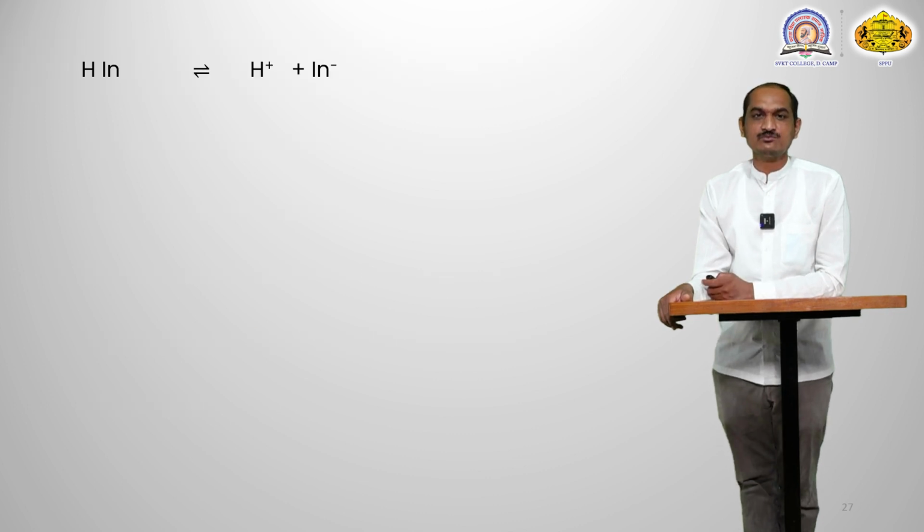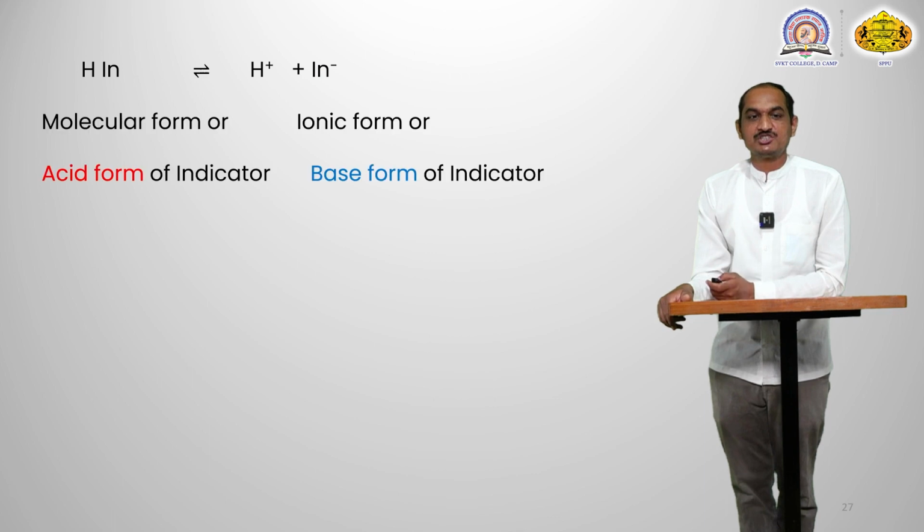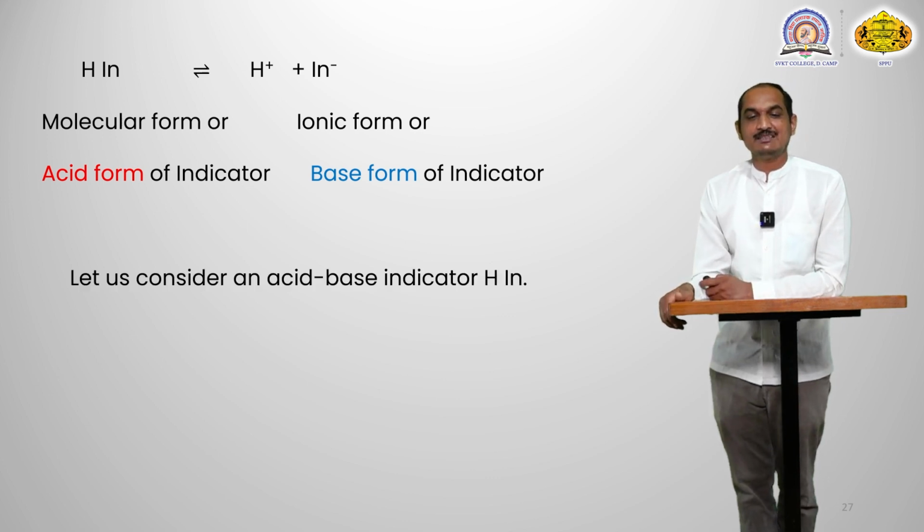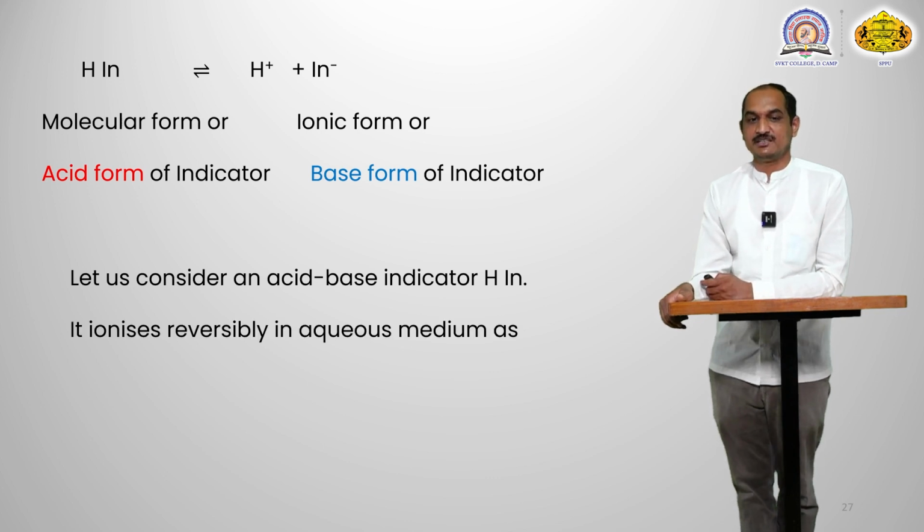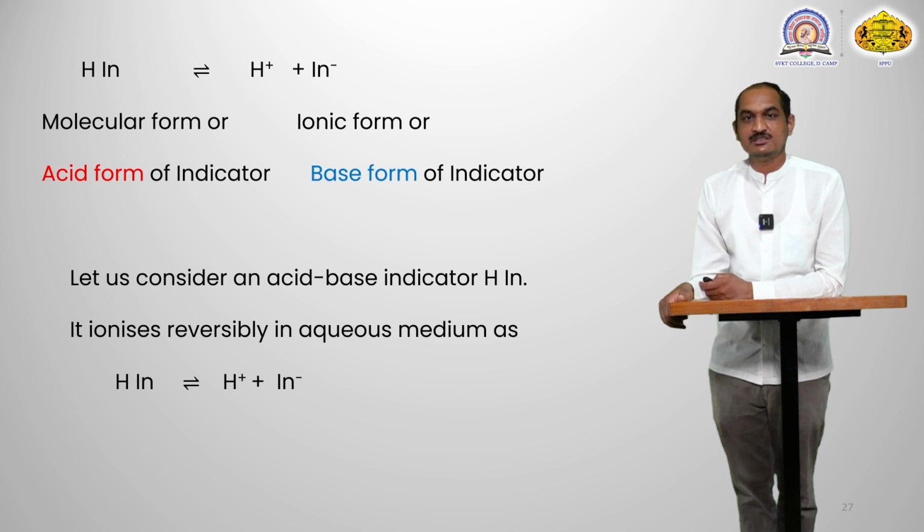For example, we see the equation HIn. That is the molecular form, or acid form, of the indicator HIn. On dissociation or ionization, it gives H+ plus In-, which is the ionic form, or base form, of the indicator. Let us consider an acid base indicator HIn. In stands for indicator. So it ionizes reversibly in aqueous medium as HIn. On ionization it gives H+ plus In-.